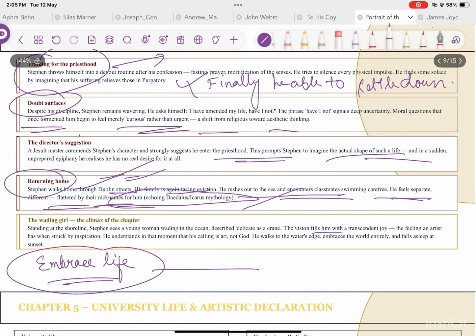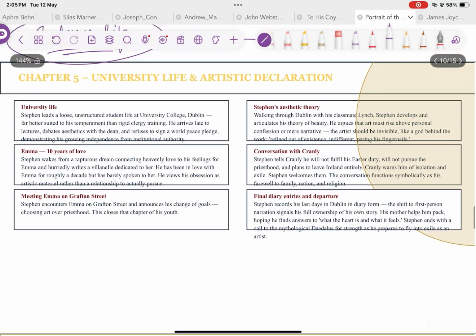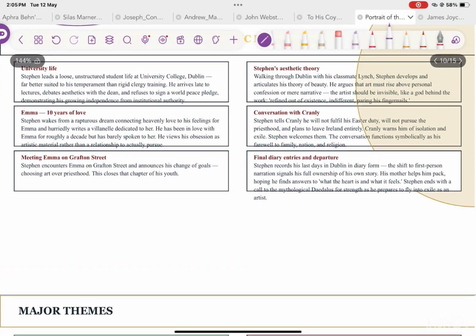So, the vision fills him with transcendent joy, feeling as an artist who has been struck by inspiration. He understands in the moment that his calling is art, not God. He walks to the water's edge and embraces the world entirely. Now we will move to chapter 4, the last chapter of this novel.